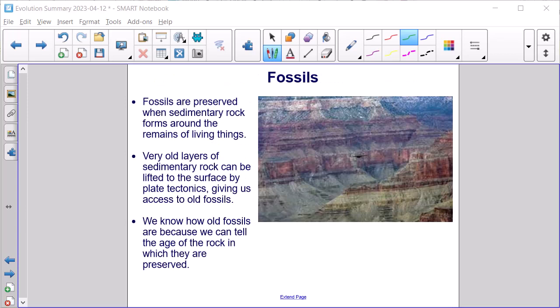Fossils. Fossils are preserved when sedimentary rock forms around the remains of living things. Very old layers of sedimentary rock can be lifted to the surface by plate tectonics, giving us access to old fossils. We know how old fossils are because we can tell the age of the rock in which they are preserved.